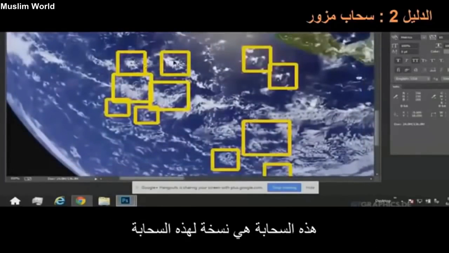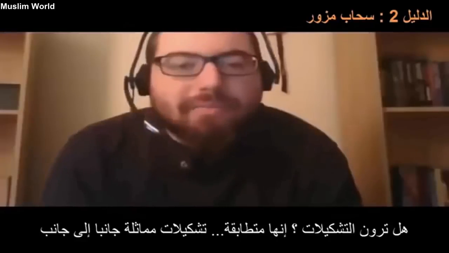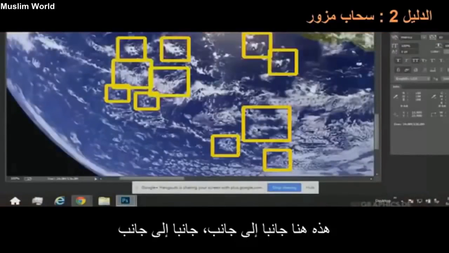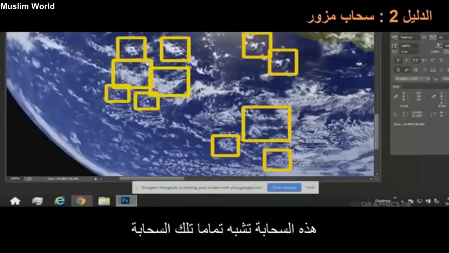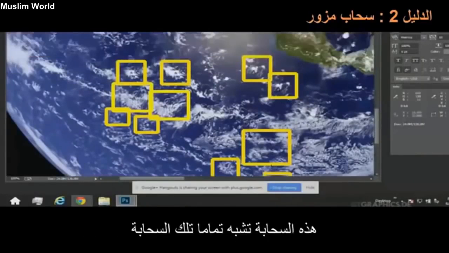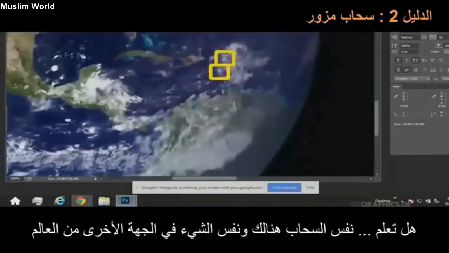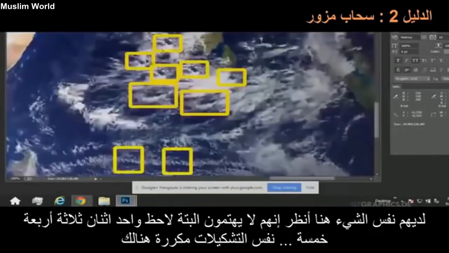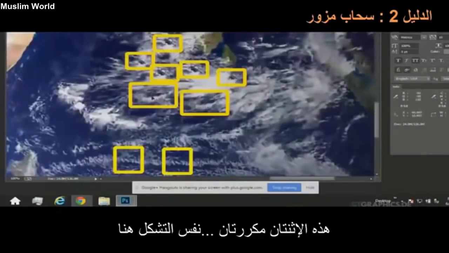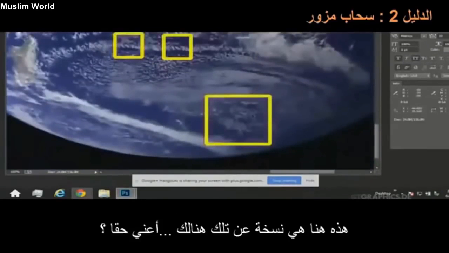This cloud is a copy of this cloud. See the formations? They're identical. Identical formations, side by side. Wow. Right? These right here, side by side. See this kind of W-looking shape right here, replicated right here. This cloud is exactly the same as that cloud. Same clouds right there, and same thing on the other side of the world. They got careless here. Look, 1, 2, 3, 4, 5 of the same formations replicated right there. These two replicated, same exact formations right here. This right here is a clone of that right there.